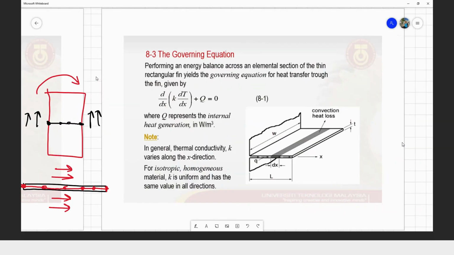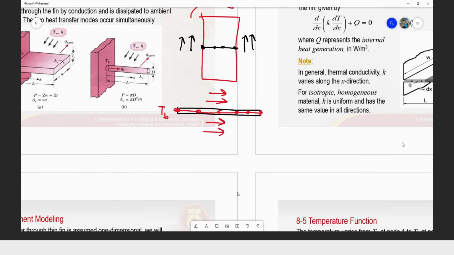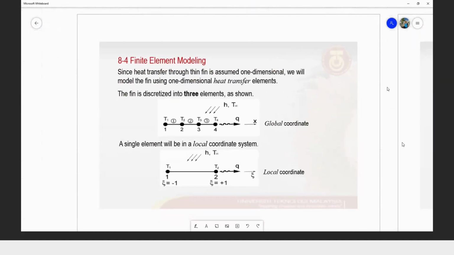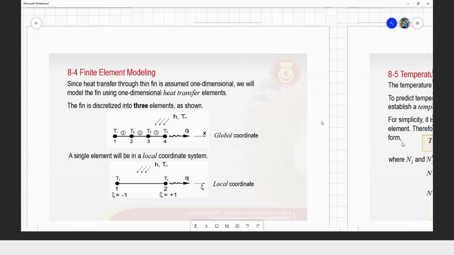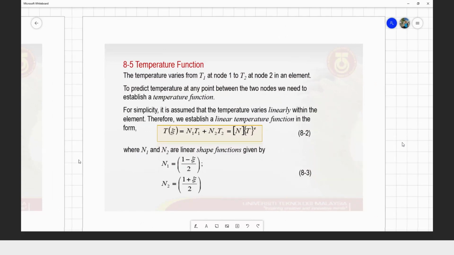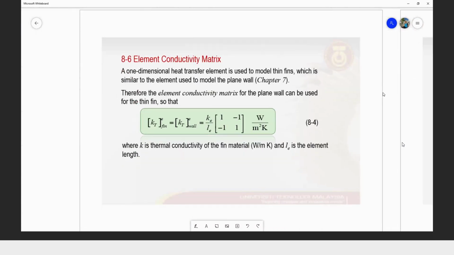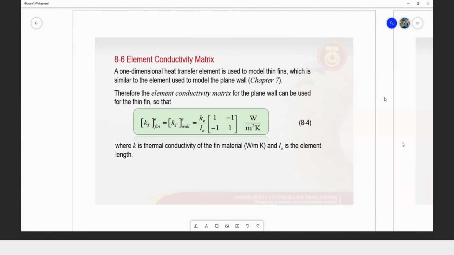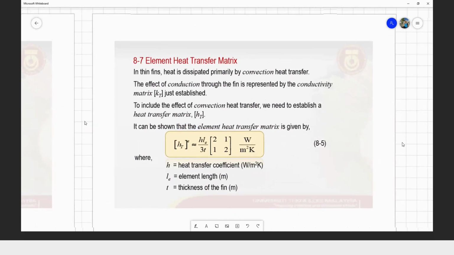So the governing equation, we still use the same. I'm not going to explain in further detail. In terms of the finite element modeling, we are still using the same as well. In terms of the temperature functions, we are still using the same. And in terms of the element connectivity, we are still using the same as the plane heat dissipation, heat convection through the plane wall, which is our previous topic. So in terms of the theory, all of them are the same.